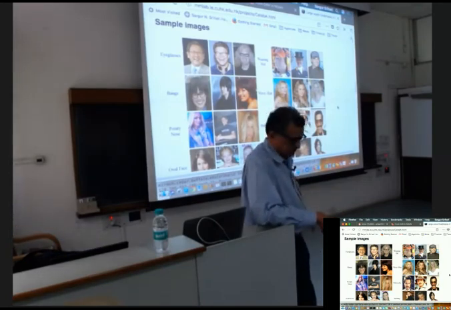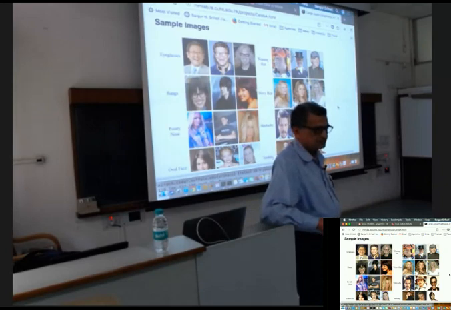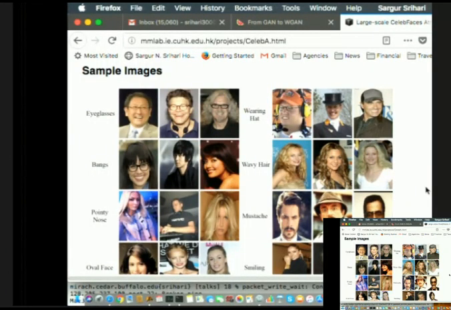This is a data set that the computer vision people use. It's called the CelebA data set. It's got 200,000 faces like this of celebrities. And they've categorized them as people with eyeglasses and bangs and pointy nose and oval face and smiling and mustache and wavy hair and wearing hat, whatnot. So they've put out high resolution images like this. And on the website, they say you can use it for all kinds of tasks, face attribute generation or face recognition and so on.